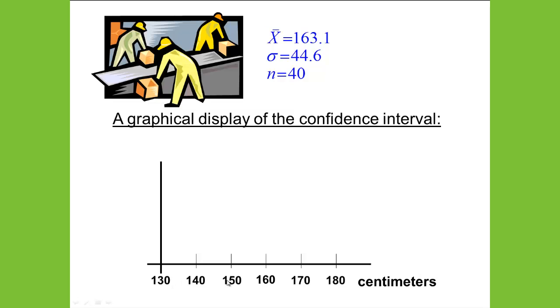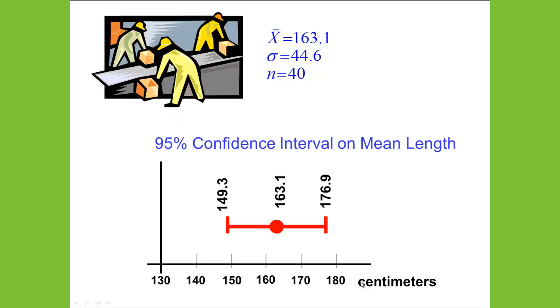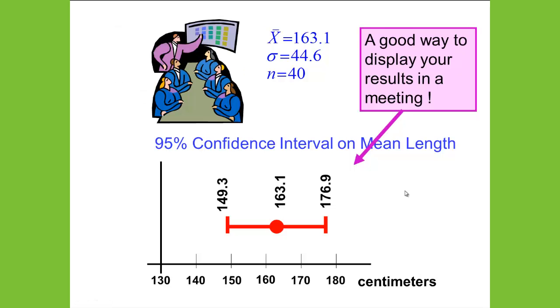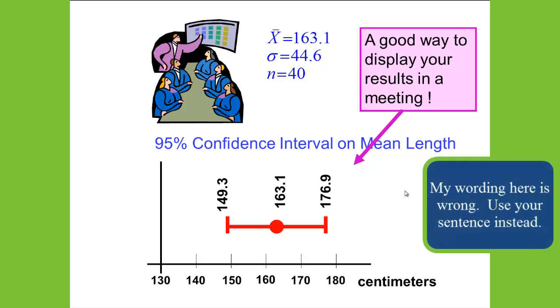A graphical display of the confidence interval would look something like this. We have a number line along the bottom. Notice that Ms. Borlaug chose to count by tens. She roughly estimated the 149.3, the 176.9, and the sample mean of 163.1, and labeled it the 95% confidence interval on the mean length. This is a good way to display your results in a meeting so that everybody can understand that you're pretty sure that the population mean falls somewhere in between those two values.